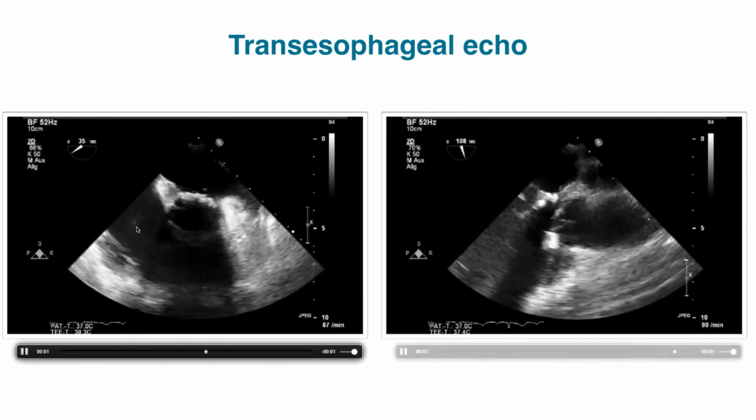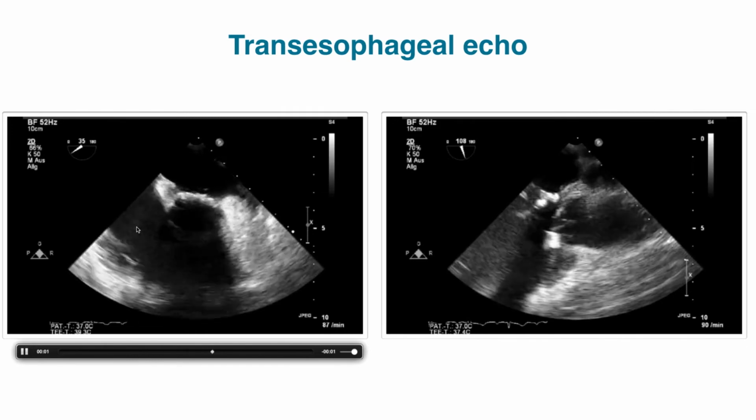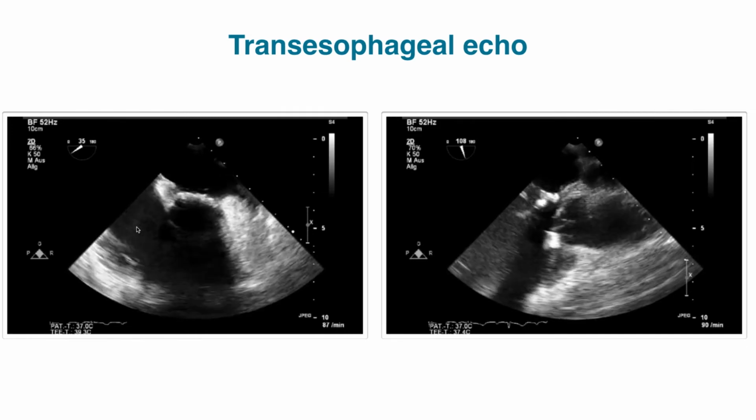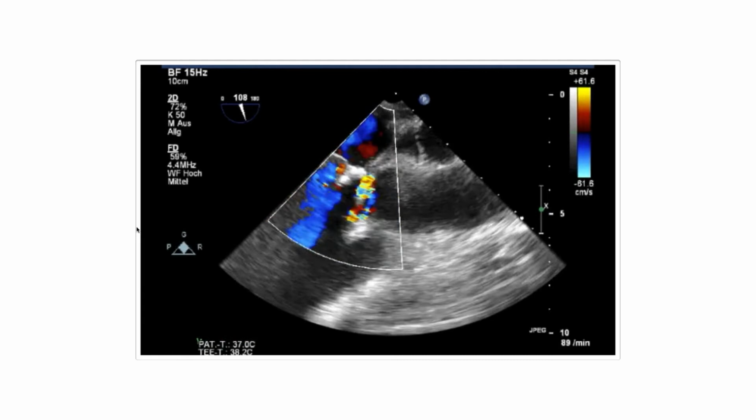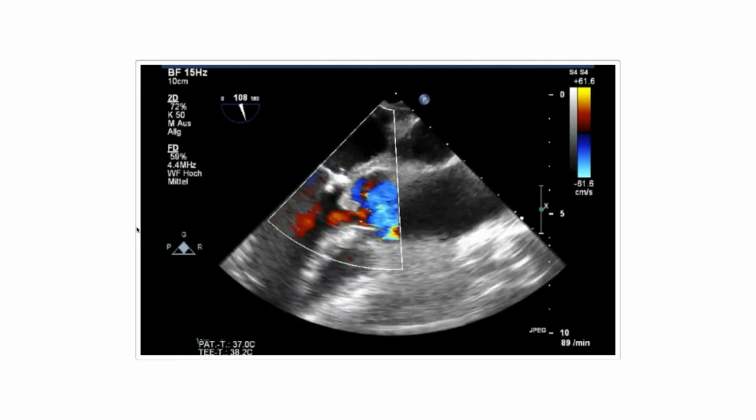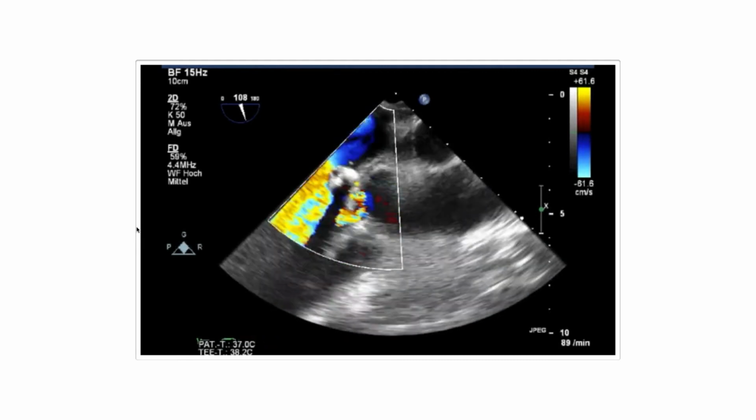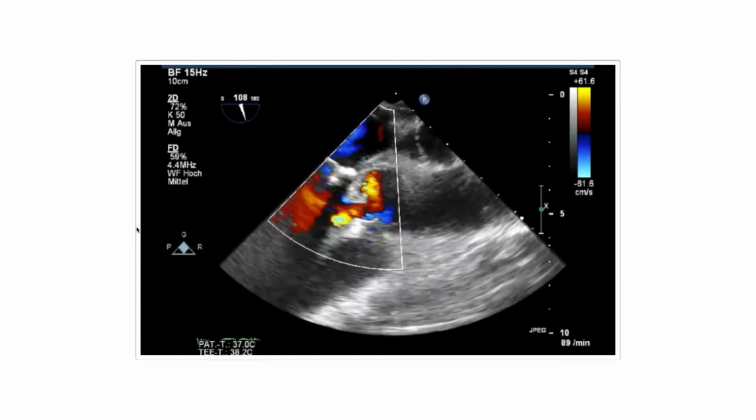So definitely, especially in prosthetic valves, TEE has the edge over transthoracic echo. Here you can see the same patient now with some degree of aortic regurgitation, which is always a sign that an infection could be present. Jutta, do you want to say something to this following case?